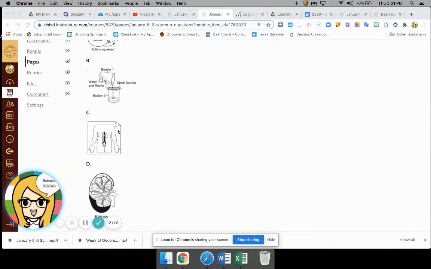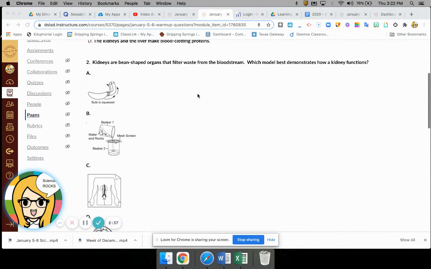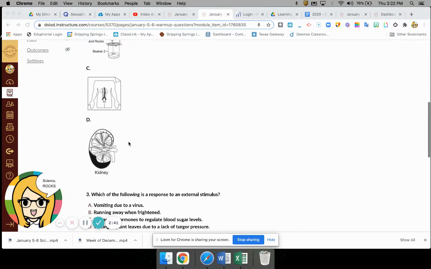C is a diagram of the whole system. D is a diagram for a single kidney, but B, choice B, you can see you've got a beaker full of water and rocks and another beaker with a mesh screen over it. And if you pour beaker one over beaker two, it's going to filter the water from the rocks. So that is a model for filtration, which is what the kidney does. So the best answer is B.